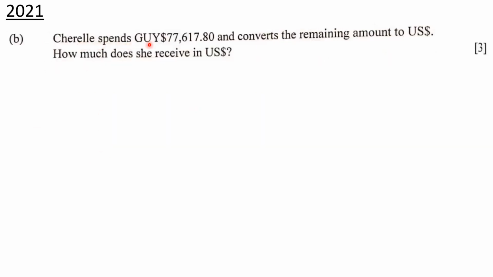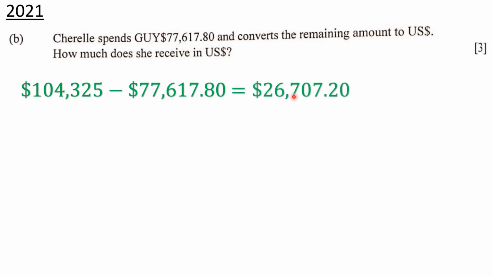It says Cheryl spends $77,617.80 in Guyanese money and converts the remaining to US. How much money does she receive in US? So what we're gonna do is subtract. 104,325, that's the amount that she had. Remember, she spent 77,617.80. So that's what she spent. So we're gonna subtract the two to figure out how much she has left. So she has $26,707.20 left.